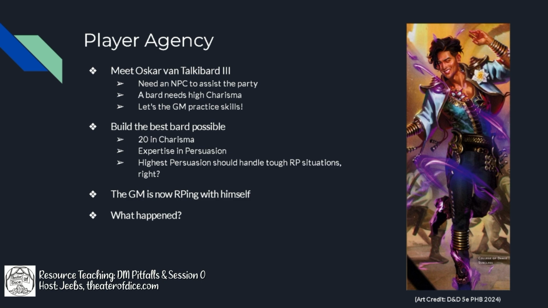So let's build Oscar to be the best bard possible. 20 in charisma, nothing wrong with that. Maybe expertise and persuasion. But you know what, party? Oscar's got plus 16, the next best person only has a plus 10, so maybe you should let Oscar handle these guards, okay? Now the party gets to watch the GM RP with himself for the next 20 minutes.